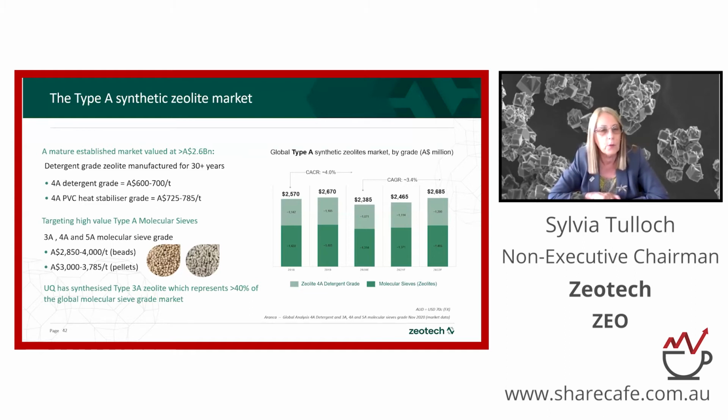But the area where we are going to be principally working is in the high value molecular sieves, where you need very pure and very well ordered zeolites, which is what our process produces. And you can see there that 3A, 4A and 5A molecular sieve grades have got prices of around $2,850 to $4,000 per tonne as beads, and $3,000 to $3,785 per tonne as pellets. And we have synthesized all of these grades at those levels of purity from our process in the lab.